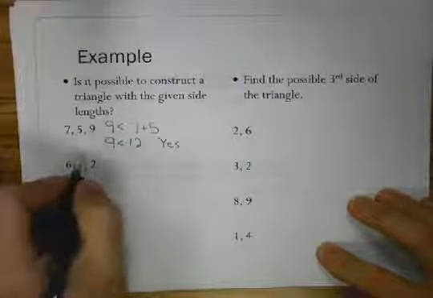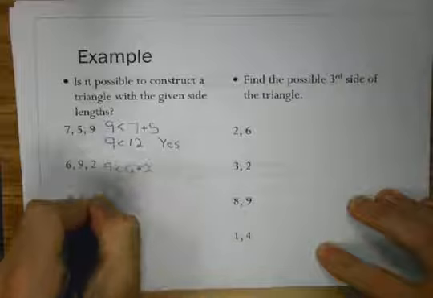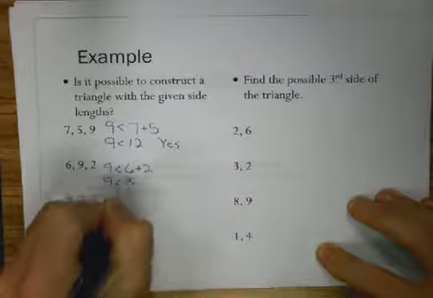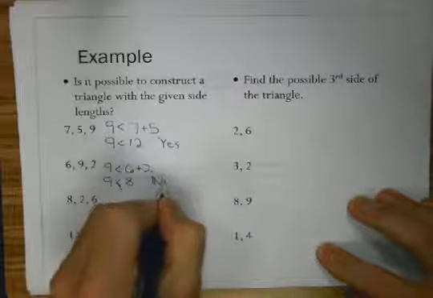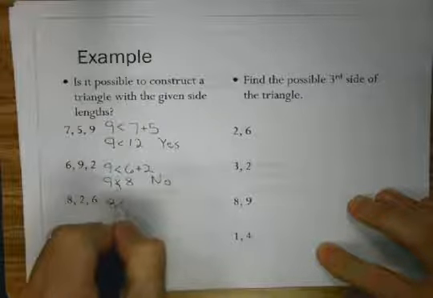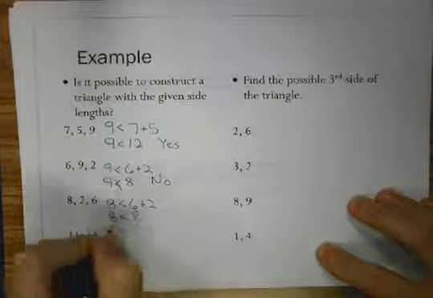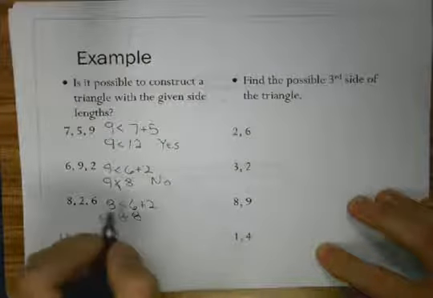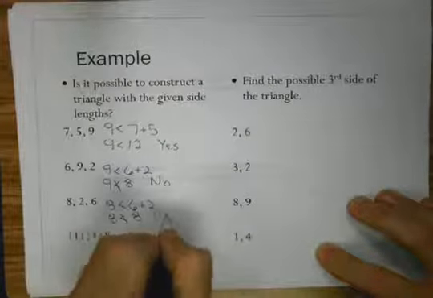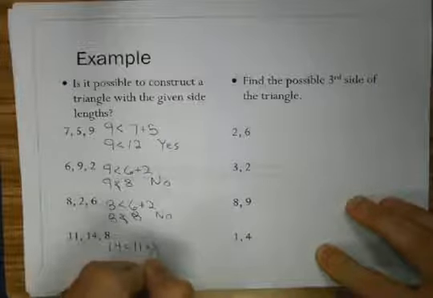We look at the first one. Is it possible to construct a triangle with the given side lengths? That's our first rule. So, longest side is less than the other 2 sides, or 7 plus 5. 9 is less than 12. That's true. So yes, it does construct a triangle. 9 is the longest side. That's less than 6 plus 2. 9 is less than 8. That's not true. No, it doesn't form a triangle.